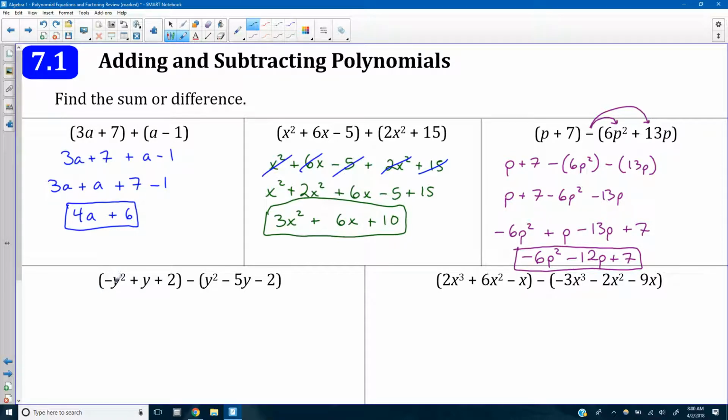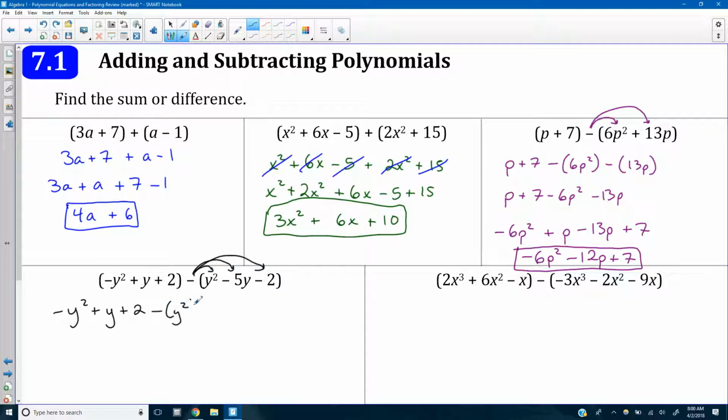Okay, this quantity, negative y squared plus y plus 2, and we are going to subtract y squared minus 5y minus 2. And again, these around parentheses aren't meaning very much here. Just going to write that without parentheses right there. But this one here around parentheses is important, again, because it's being subtracted. So I'm going to subtract all of these quantities here.